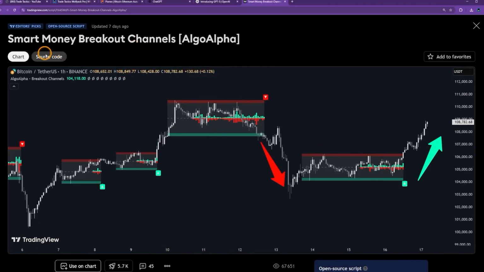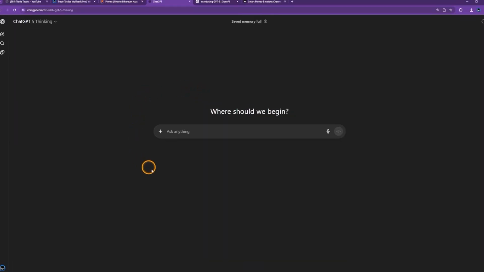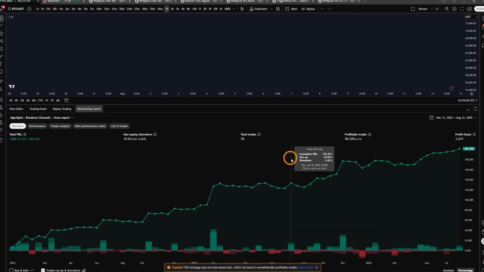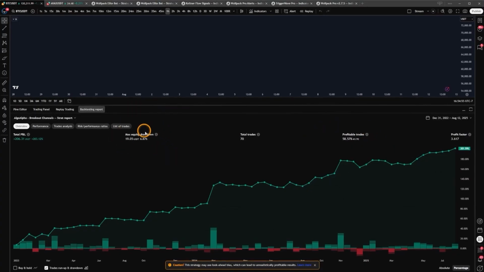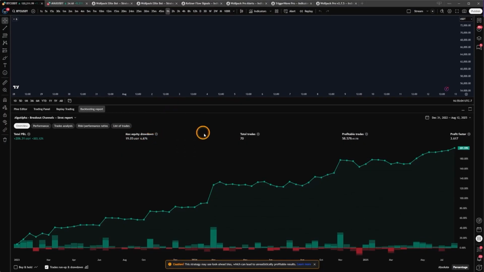So I went ahead and I grabbed the open source code available, and using ChatGPT 5, I was able to turn it into a strategy that has nearly a 60% win rate. The drawdown on this graph is extremely low as well, with only a 6.8% drawdown. That is an incredible level to achieve, with a total P&L of over 200%.